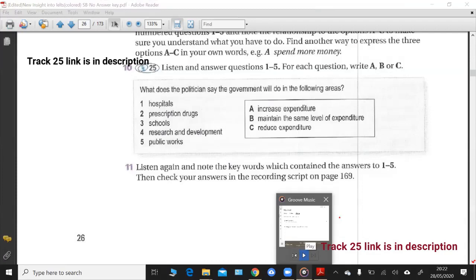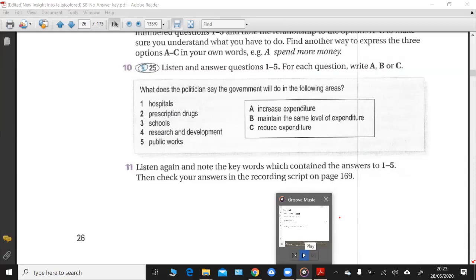Number 1, they will increase the expenditure. So the answer is A. Yes. Number 2, I think it's C. Less money. They are planning to spend less money. It means they are going to reduce expenditure. They are not even going to maintain, they are going to reduce. They are going to spend less. Yes. Okay, so next, please. The answer will be C. And we will move on now.